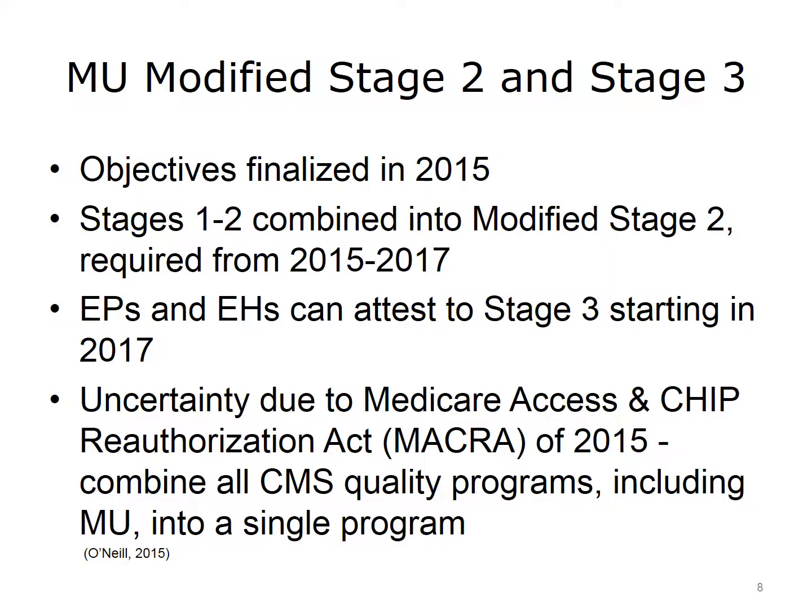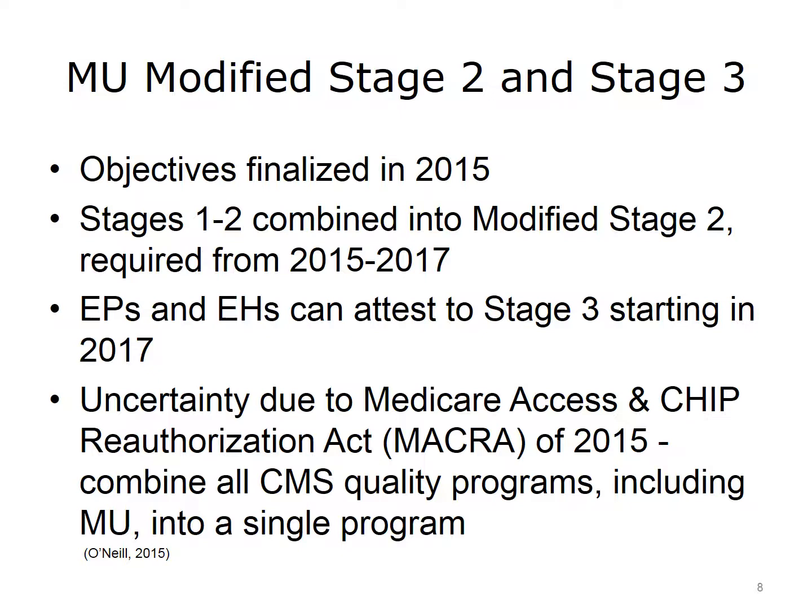In 2015, the rules for Modified Stage 2 and for Stage 3 were released. Modified Stage 2, in essence, combined the original Stages 1 and 2, so any EP or EH just starting down the Meaningful Use road or still in Stage 1 now had to meet the objectives of Modified Stage 2 through 2017. Starting in 2017, eligible professionals and eligible hospitals can begin attesting to Stage 3.